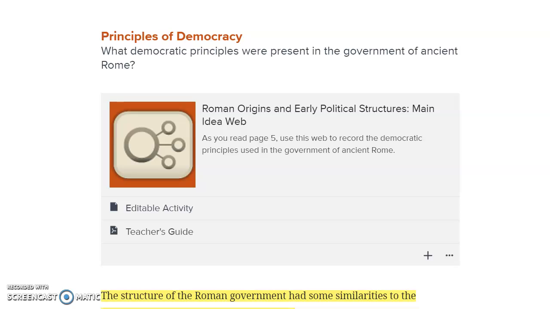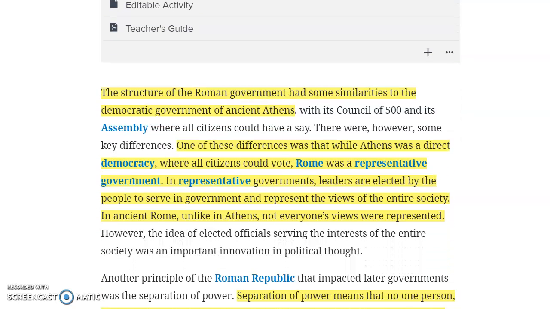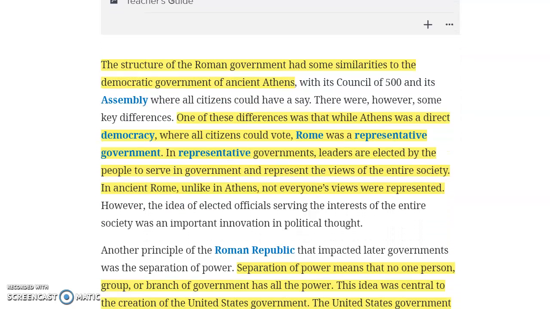The other day you read about how Rome is a republic, and we even talked about how it's very similar to our government today. This page 5 also talks about how Rome is a republic, and it also mentions how it has hints of democracy as well. If you remember back to ancient Greece, democracy is when all people are a part of their government. All people vote, all people have a say. We're going to talk about how the republic is similar to that. So they have similarities and differences to the government in Athens.